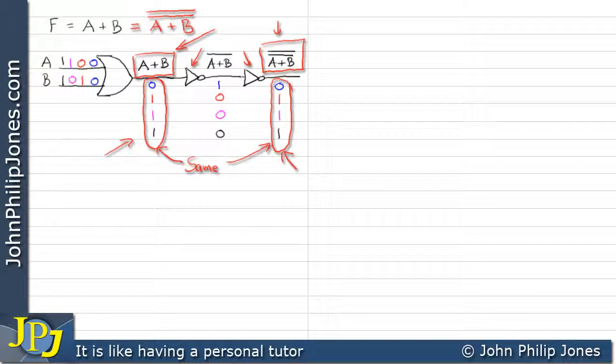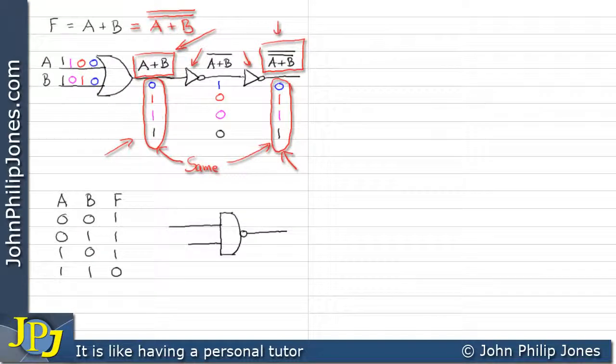Now this is a very useful feature when we wish to introduce the notion of universal gates, which means that we can build any combinational logic circuit using just one type of gate. And in this video I'm going to show you how we do that using NAND only. I've shown here the truth table for a NAND gate, which is this one here, and I've shown the logic symbol for a NAND gate.